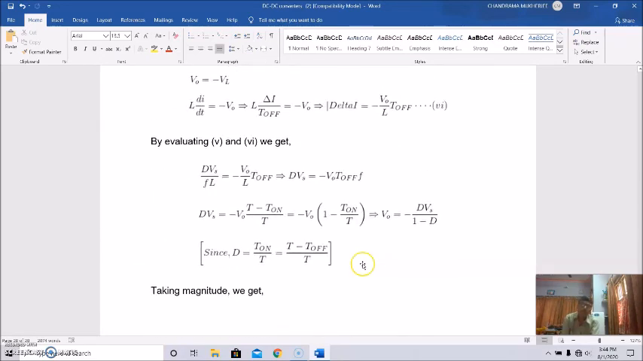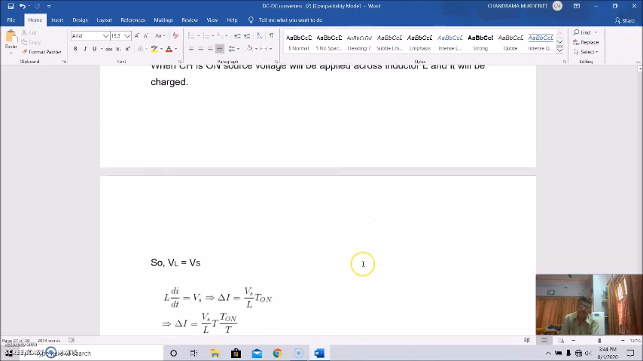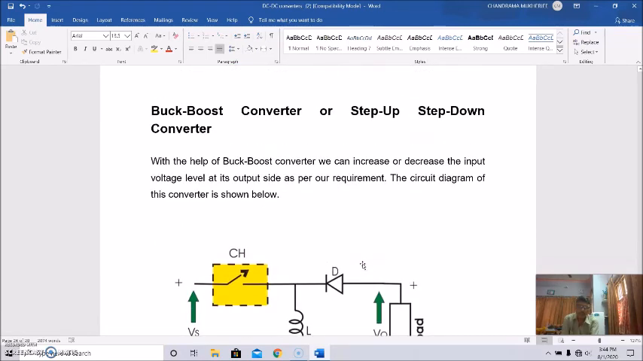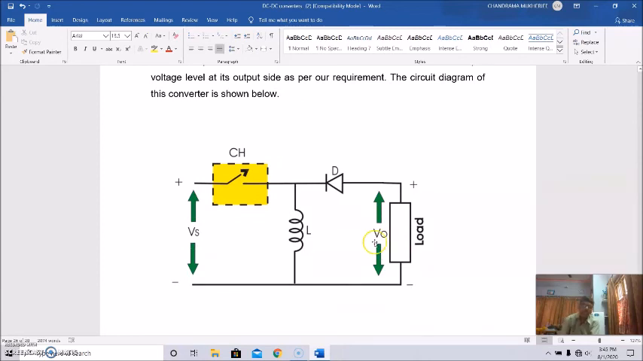So once again, I am repeating this buck boost chopper, step up or step down chopper or buck boost converter. So basically the circuit is like this. With this circuit both step down and step up effect can be obtained. So this is the circuit.